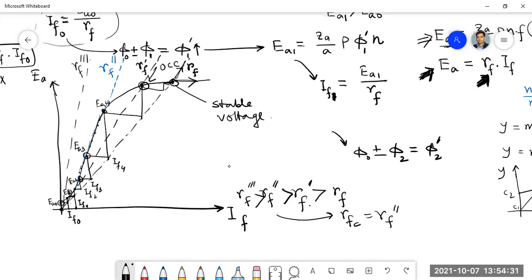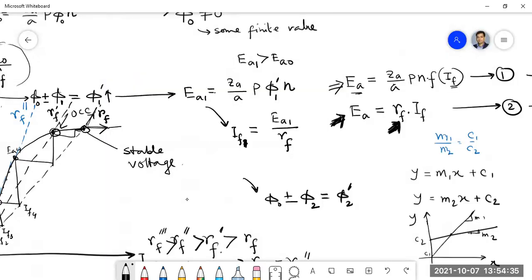How can we change this line? Can anybody tell me what are the things in our hand to change that line? So we can change this line by this particular variable. In the last class, I told you that we have two variables in this: one is the field current, another is the speed. Field current we have already taken as an independent variable. Now we will take another independent variable, that is speed.